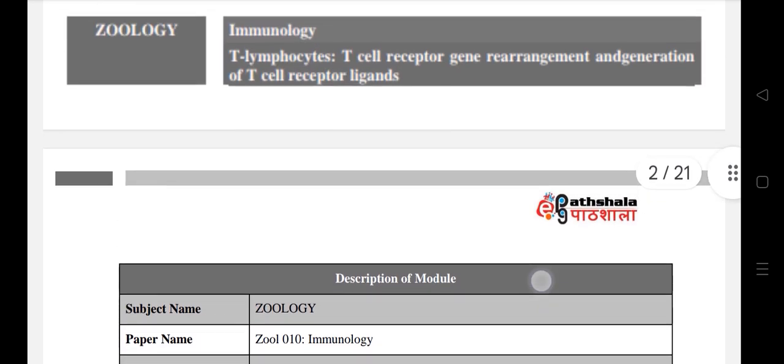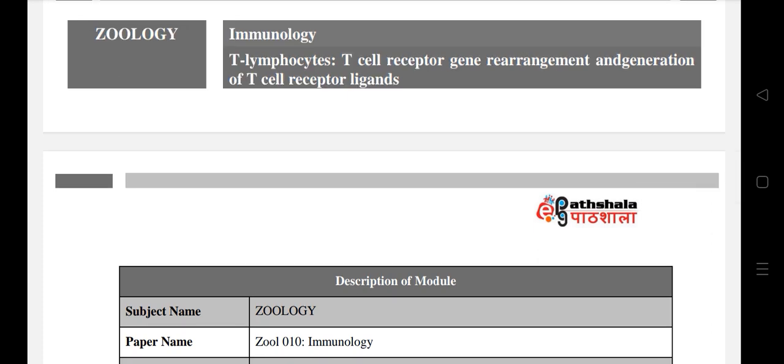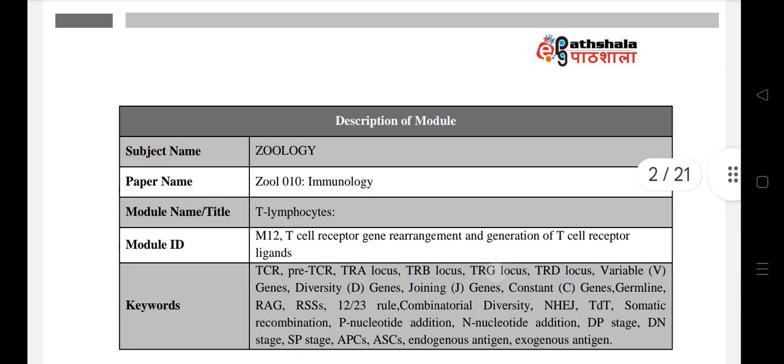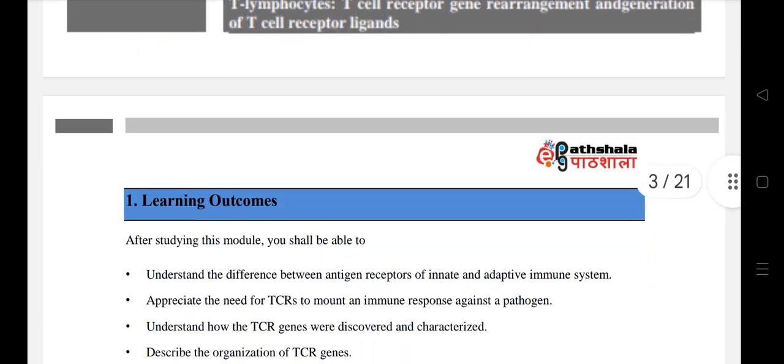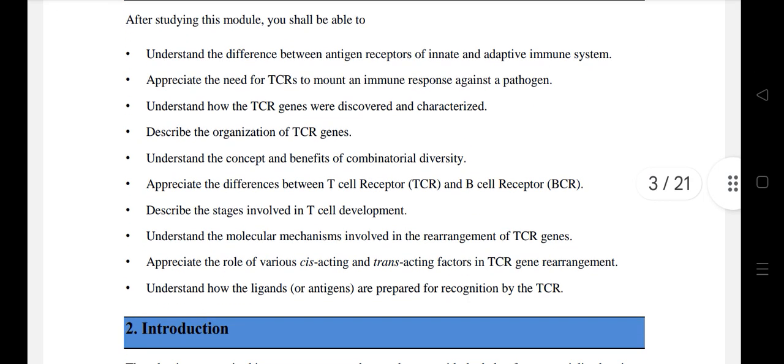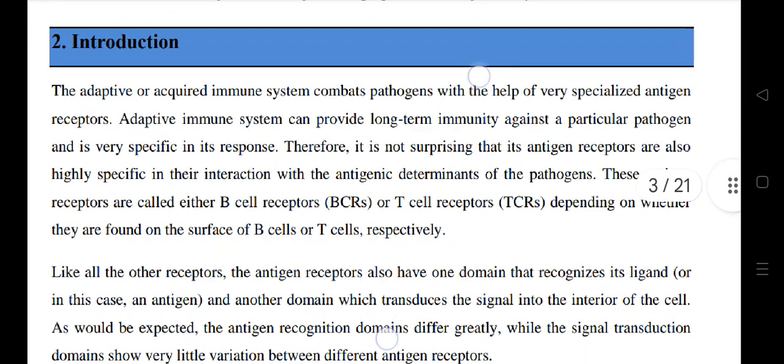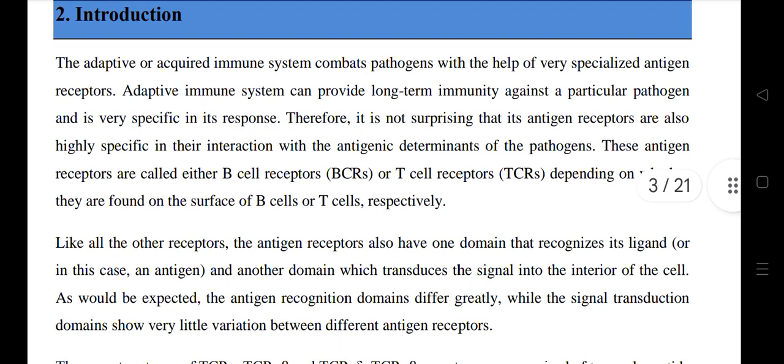T lymphocytes, T cell receptor gene rearrangement and generation of T cell receptor ligands. The adaptive or acquired immune system combats pathogens with the help of very specialized antigen receptors. The adaptive immune system can provide long-term immunity against a particular pathogen and is very specific in its response. Therefore, it is not surprising that its antigen receptors are also highly specific in their interaction with the antigenic determinants of the pathogens. These antigen receptors are called either B cell receptors or T cell receptors depending on whether they are found on the surface of B cells or T cells.